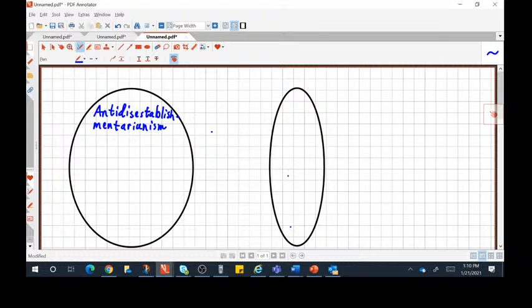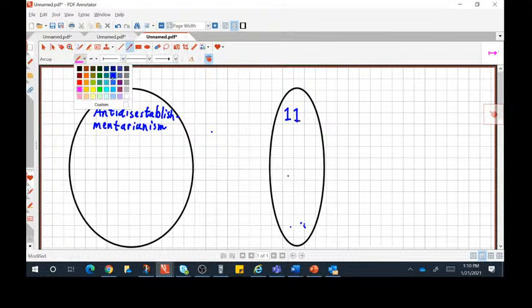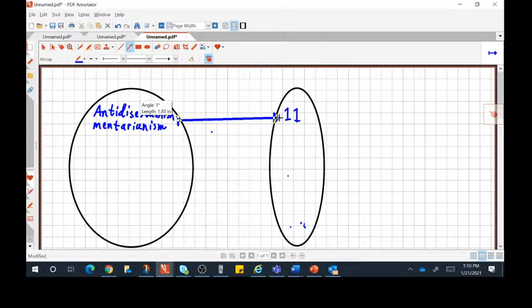1, 2, 3, 4, 5, 6, 7, 8, 9, 10, 11. Anti-disestablishmentarianism. I think it's 11. I just miscounted, sorry. That's okay. That's 11. I mean, if that's the biggest mistake you make, that's pretty good. Awesome. What was another one of your words?